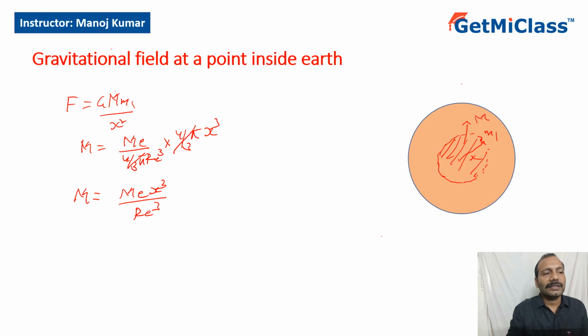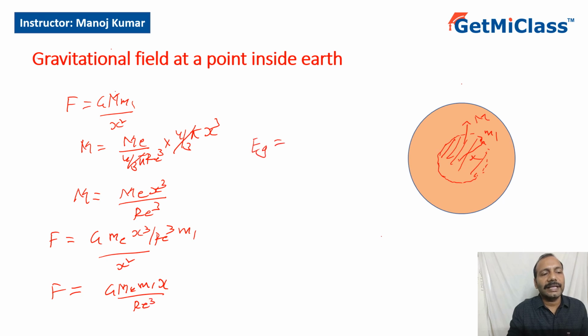If I substitute here, the force would be given by G ME, that is mass of Earth, into x cube by RE cube by x square. Of course, there is a mass m1 also. The force would be equal to G ME m1 into x by RE cube. Now, if I want to find gravitational field intensity, it will be dividing by m1, so that will be G ME into x by RE cube. So I can see that gravitational field intensity is directly proportional to x when x is less than RE, or that the point is inside the Earth's surface.